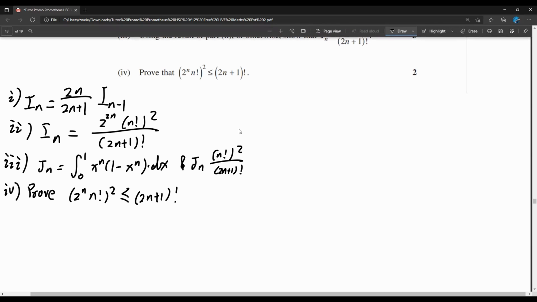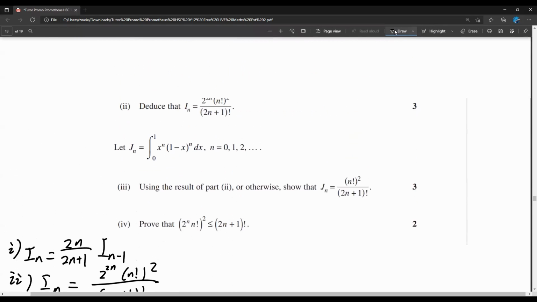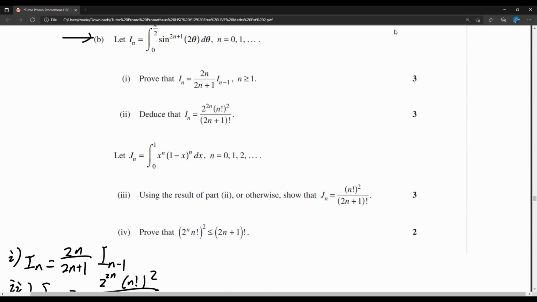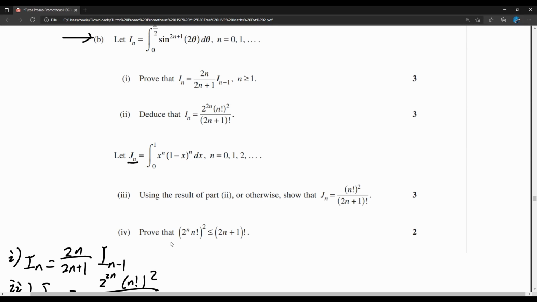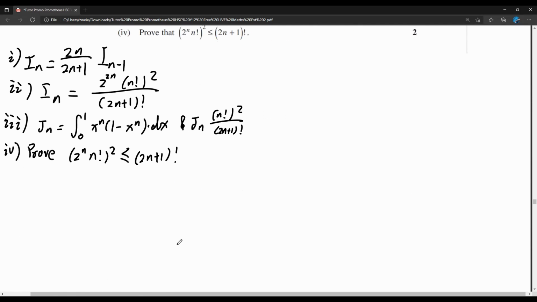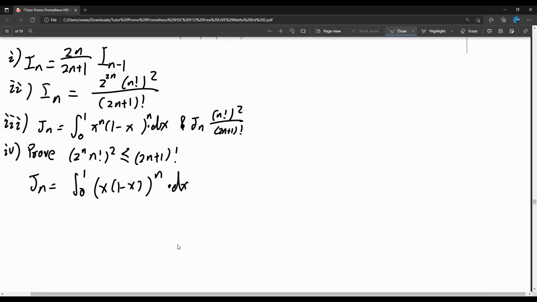Okay, what we need to use here is actually not from part 1 or part 2. Well, we will need to use it, but essentially what we will be using is our Jn function. Okay, the Jn function over here is what we'll need to be using. Let's simplify our Jn function a bit. So we know that Jn is equal to the integral from 0 to 1, but now I'm going to pull out that to the power of n, okay? So what I will get is x times (1 minus x) to the power of n times dx. I'll get this whole thing, okay?